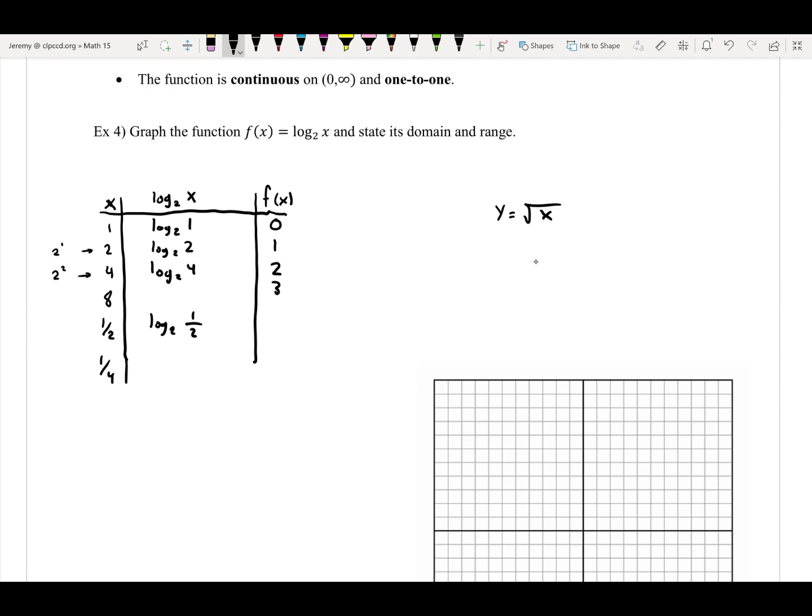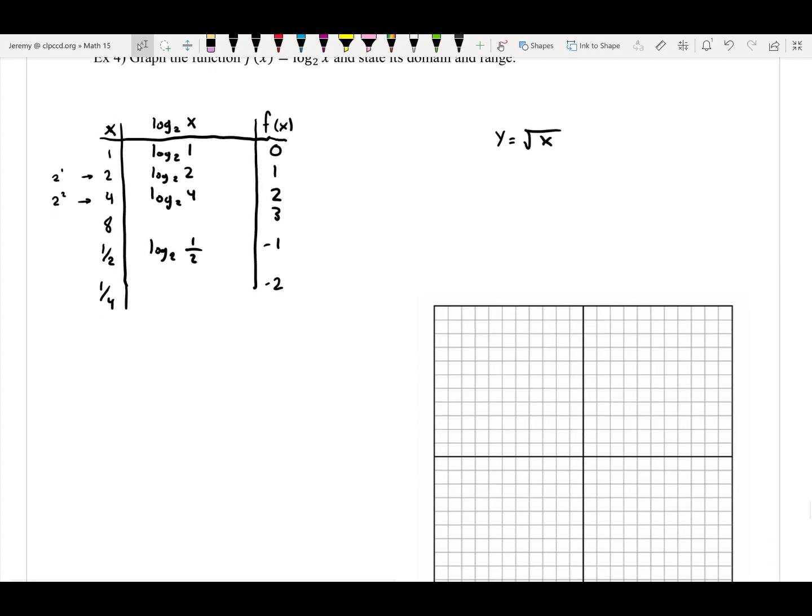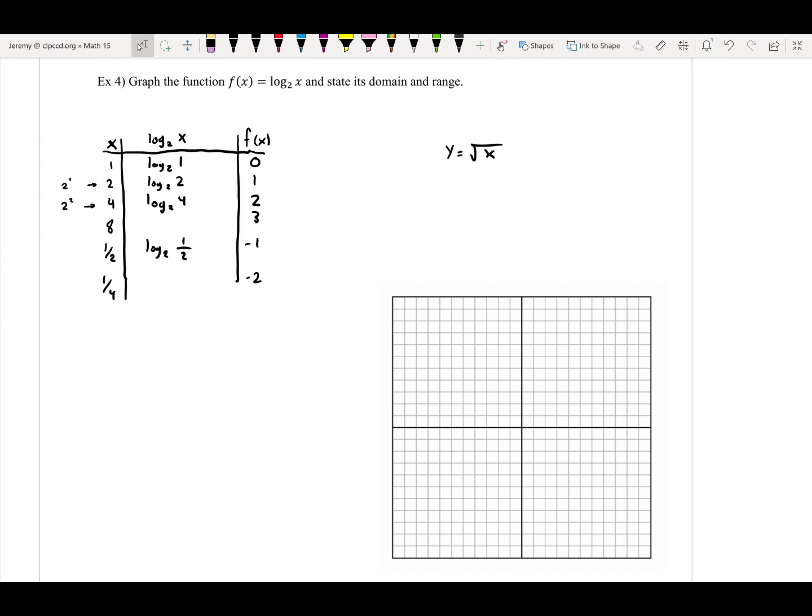Well, this is going to be a negative number because I have a fraction as an input into this logarithm. So some kind of reciprocal was taken. So it's going to be a negative exponent, and it's just going to be a negative first power. Right? Log base 2 of 1/4 is going to be negative 2, and so on. So by taking this approach, I get a bunch of ordered pairs: 1, 0; 2, 1; 4, 2; and so on.